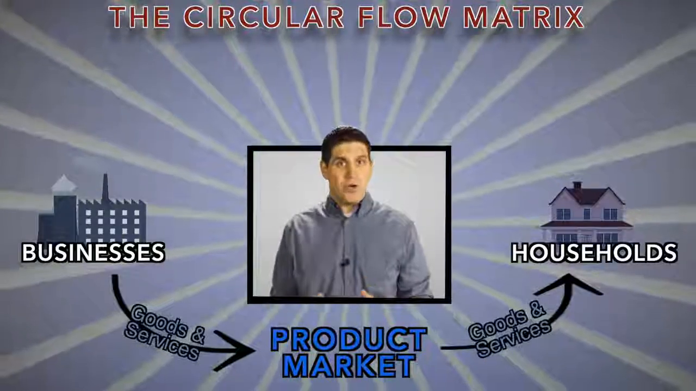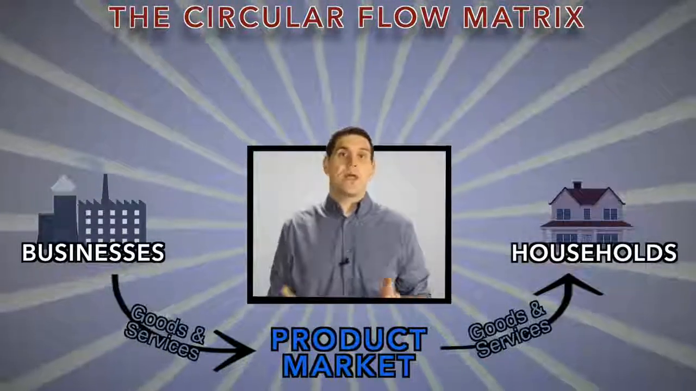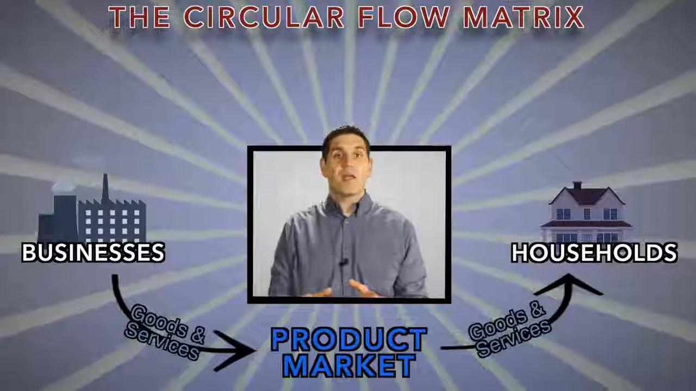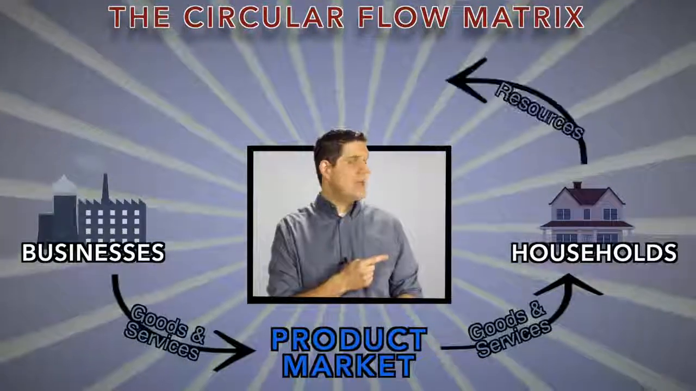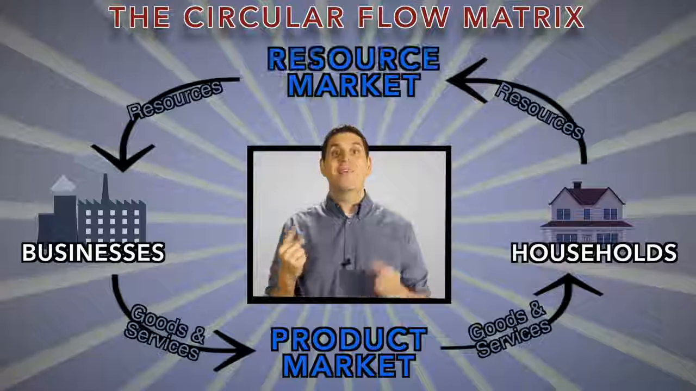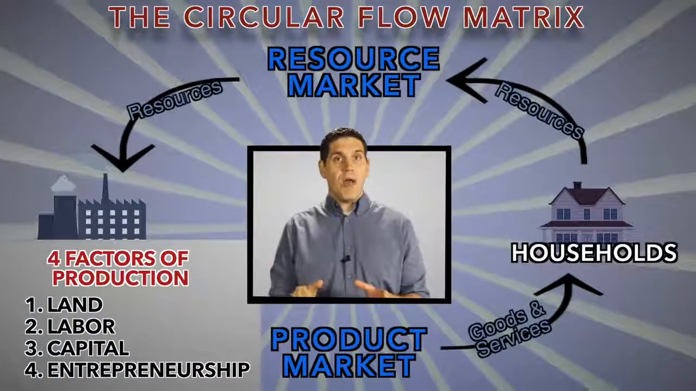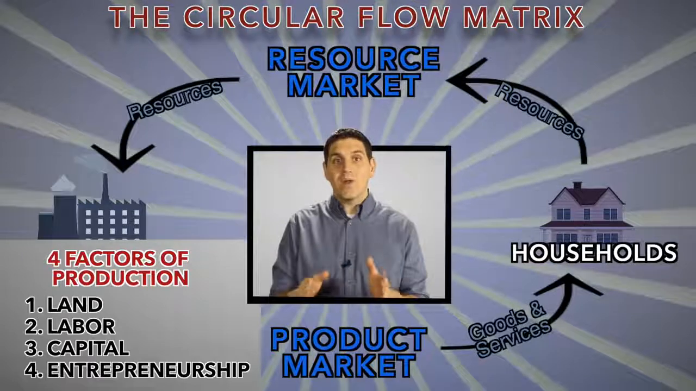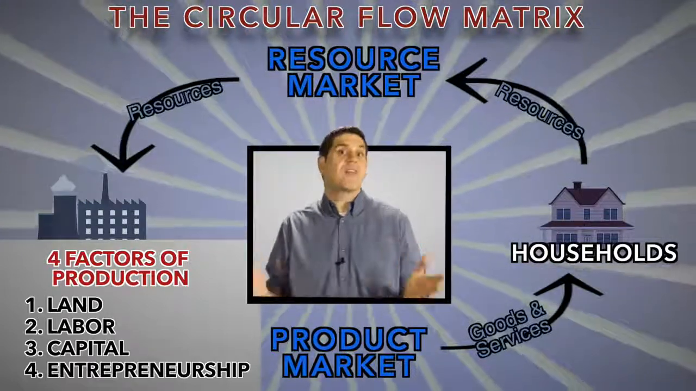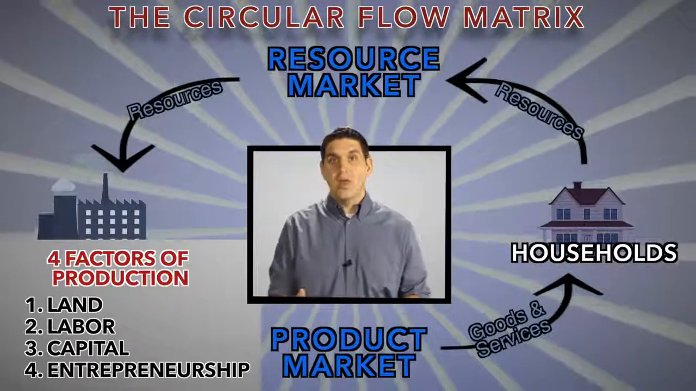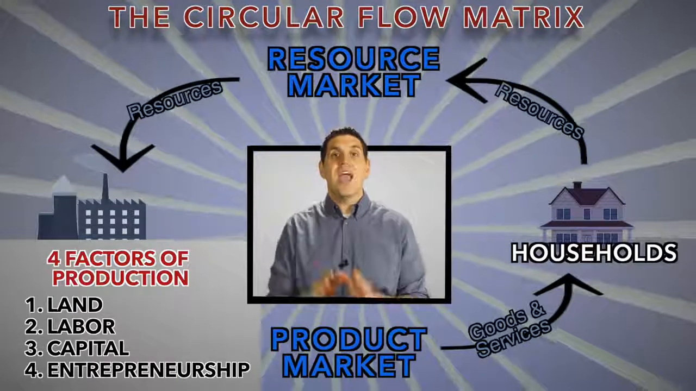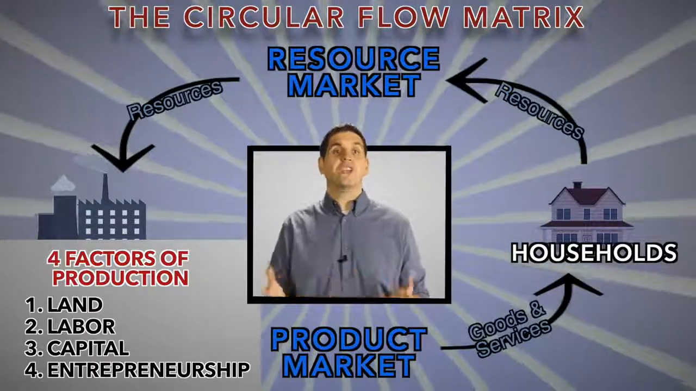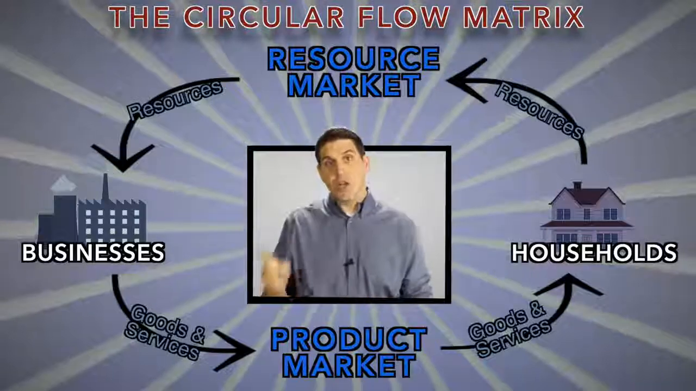But to make those goods and services, businesses need resources like workers and machines. In the free market, households own the resources and they're sold to the businesses in the resource market. Economists point out that there's 4 categories of resources, or 4 factors of production. The first one is land, which is any natural resource or anything that comes from Mother Nature. Then there's labor, then capital, which is tools and machines, and finally, someone to bring it all together, the entrepreneur. That's why it's called the circular flow matrix.